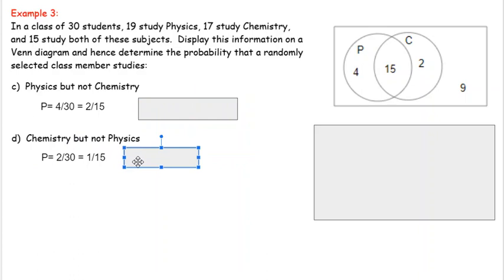So I feel like the hard part is setting up the Venn diagram. And then once you have it set up, it's really easy to read the probabilities from there, as long as you know what it's asking.